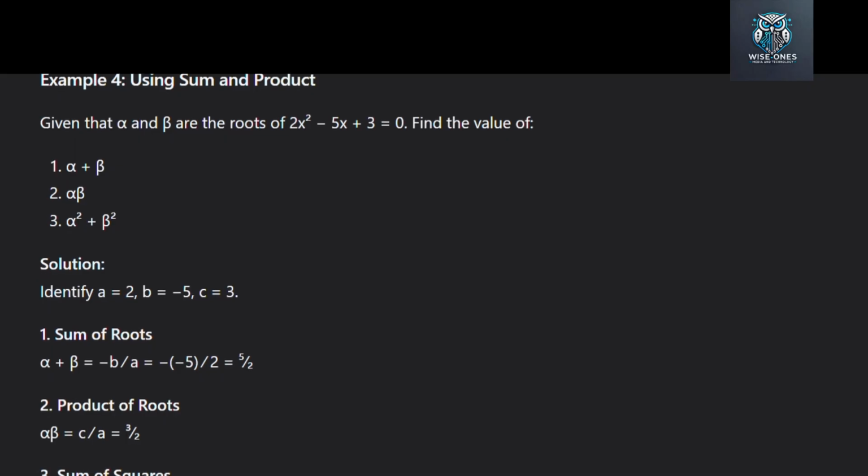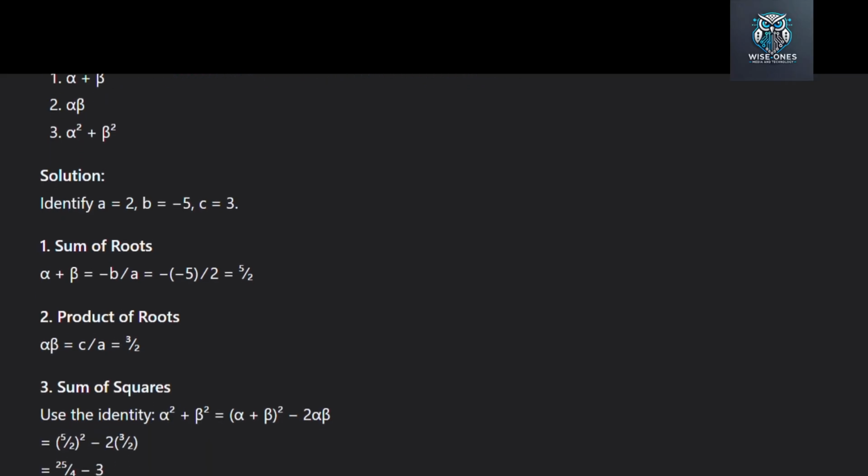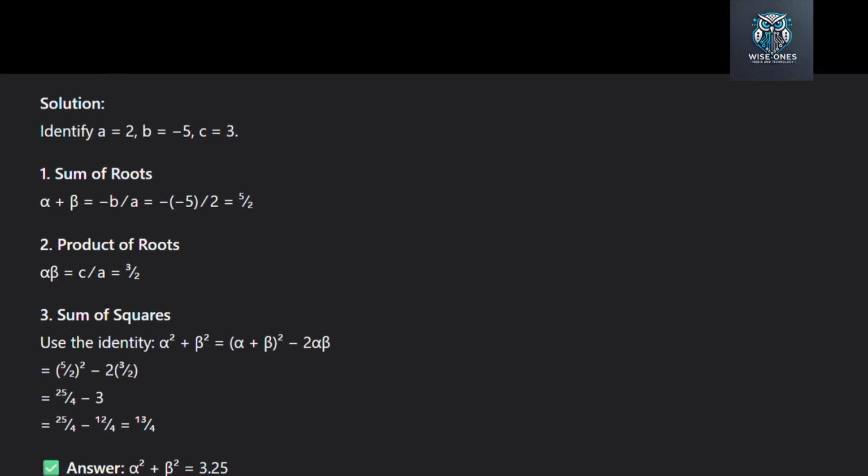2. Product of roots. Alpha beta equals c divided by a. c is 3, a is 2. So alpha beta equals 3/2.